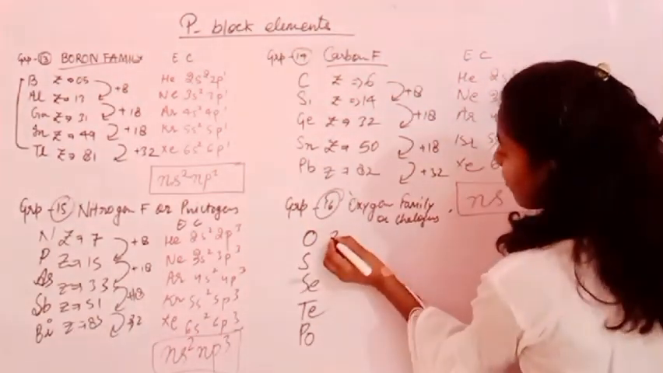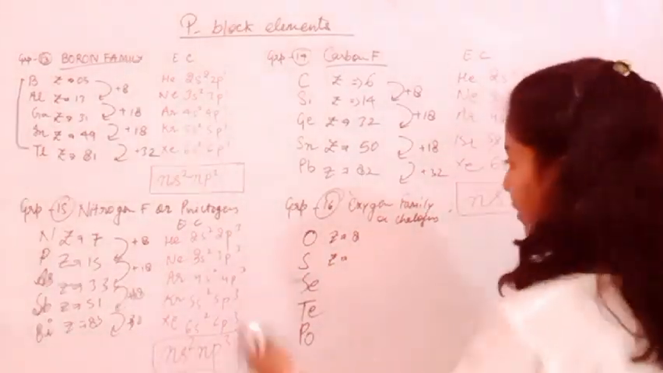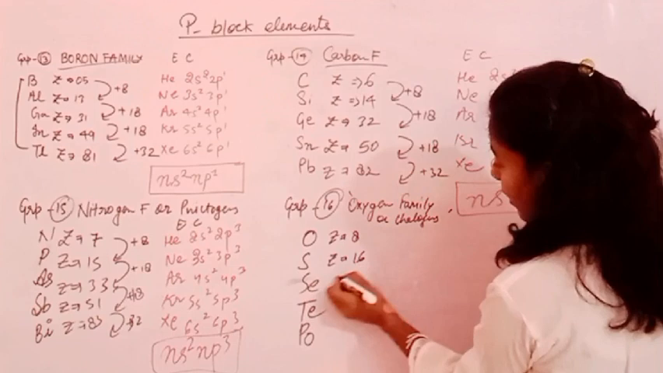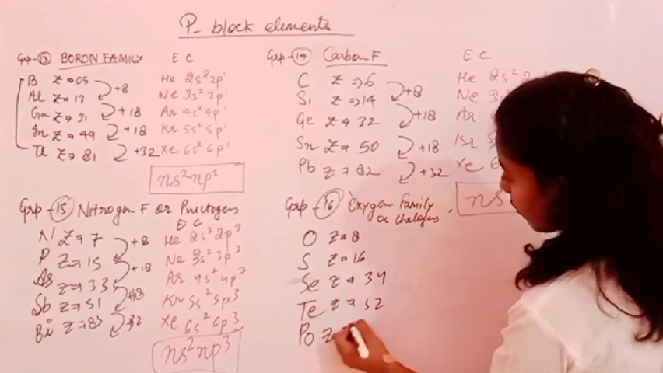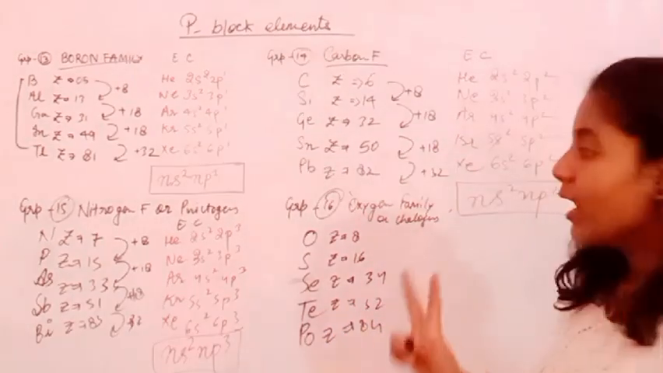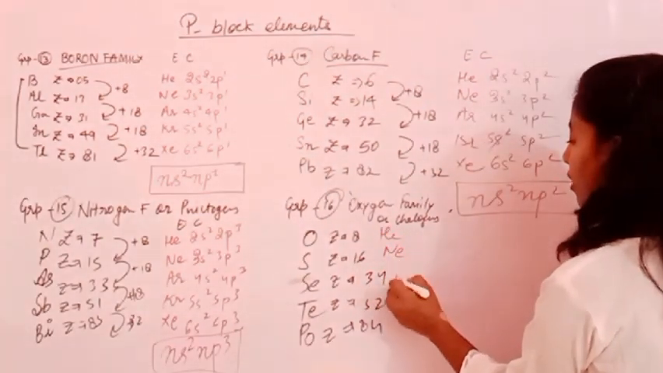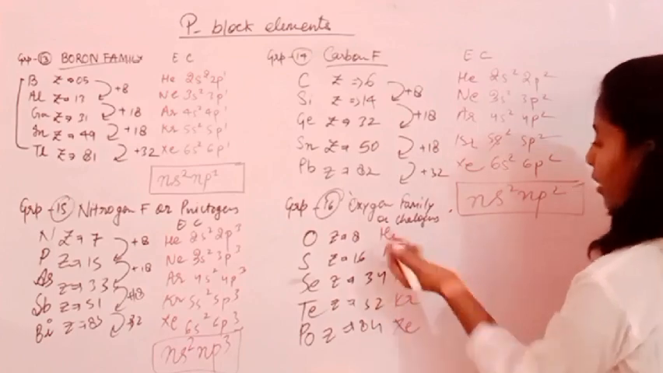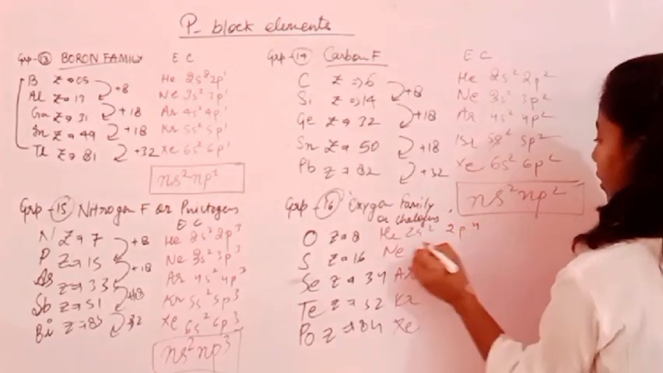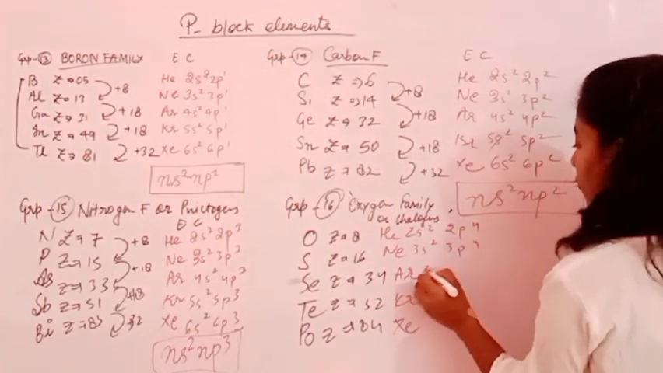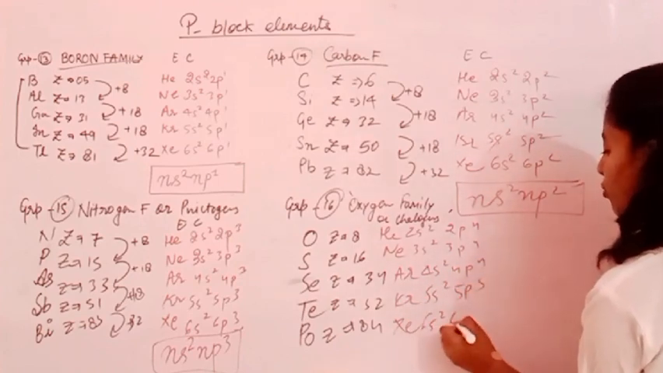So again, Z equals 8 for oxygen. Again I'm going to use the same things: for S it is 16, Z for Se is 34, then 52, and Z equals 84. Okay? Clear? Writing the electronic configuration, same for everyone. That is helium, neon, argon, krypton, xenon, and 2s2 same, and 2p4 comes instead of 2p3. So 3s2 3p4, 4s2 4p4, 5s2 5p4, 6s2 6p4.